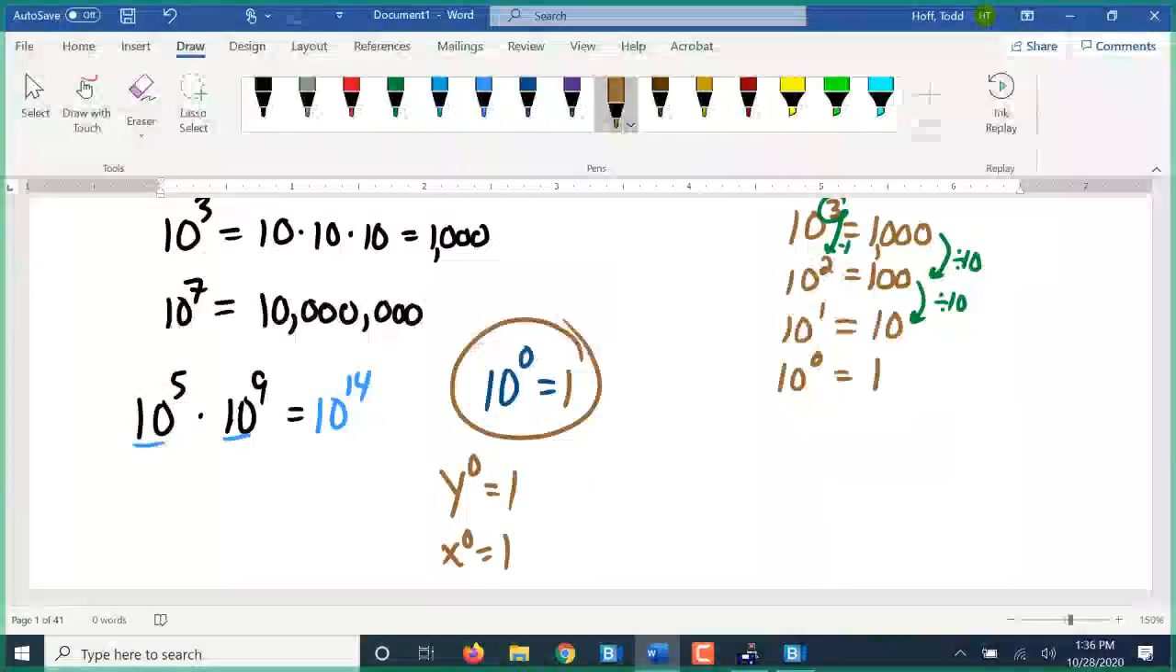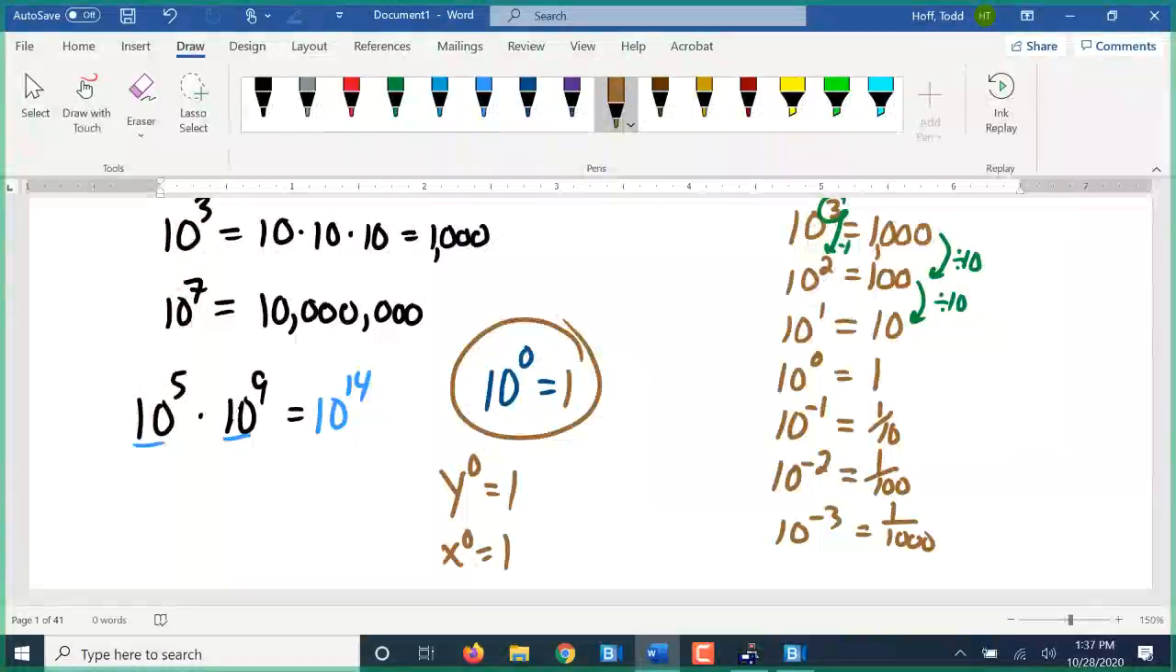Now we can use this pattern to define what negative powers mean. If I go 10 to the negative 1, I've just reduced the power by 1 again. I'm going to divide my result by 10. 1 divided by 10 is 1/10. 10 to the negative 2, I divide by 10 again. 1/10 divided by 10 is 1/100th. 10 to the negative 3 is going to be 1/100th divided by 10 is 1/1,000th.